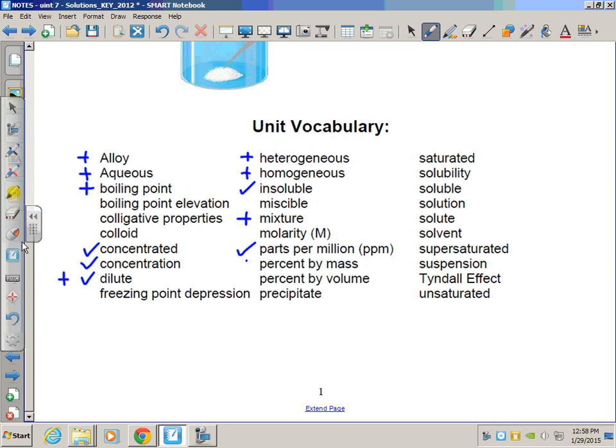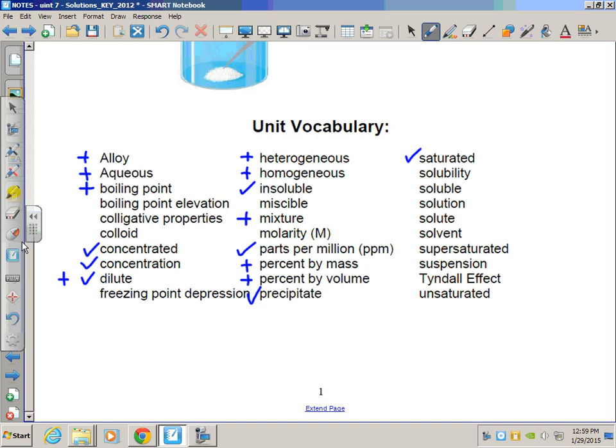Percent by mass. We have done multiple labs involving percent by mass. If you know what percent by mass is, then you know what percent by volume is. Same exact thing, except switch the word volume with mass in the definition. Precipitate. That one I'm going to give a check. You know what it means to precipitate, like weather-wise. Very similar definition here, but in chemistry terms, it's just a tiny bit different. It's not a matter of weather. We're going to get a little more specific and chemistry specific.